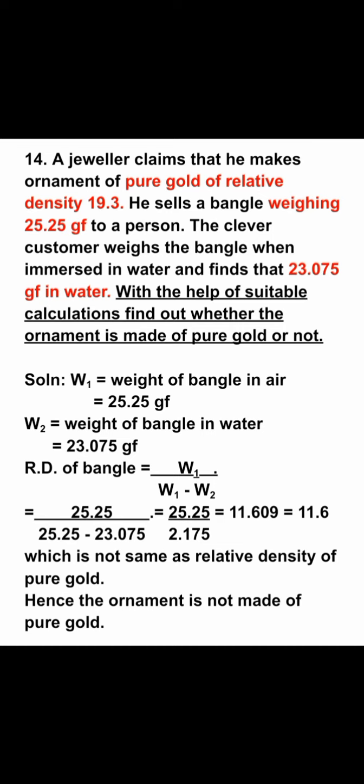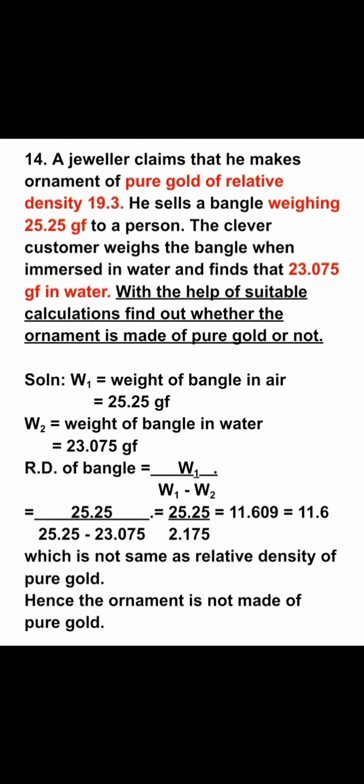So here we'll take W1 equals the weight of the bangle in air, that is 25.25 gf, and W2 the weight of the bangle in water, that is 23.075 gf. The relative density of the bangle we can find by using the formula W1 by W1 minus W2. Substituting the values, it's 25.25 divided by 25.25 minus 23.075.